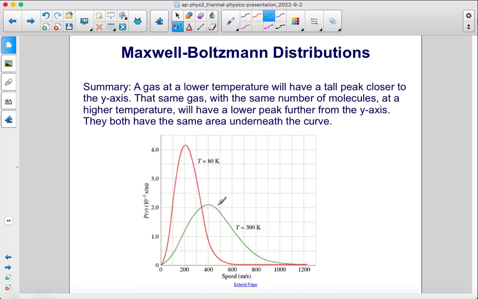To summarize, a gas at a lower temperature will have a tall peak closer to the y-axis. That same gas with the same number of molecules at a higher temperature will have a lower peak further from the y-axis. They both have the same area underneath the curve.